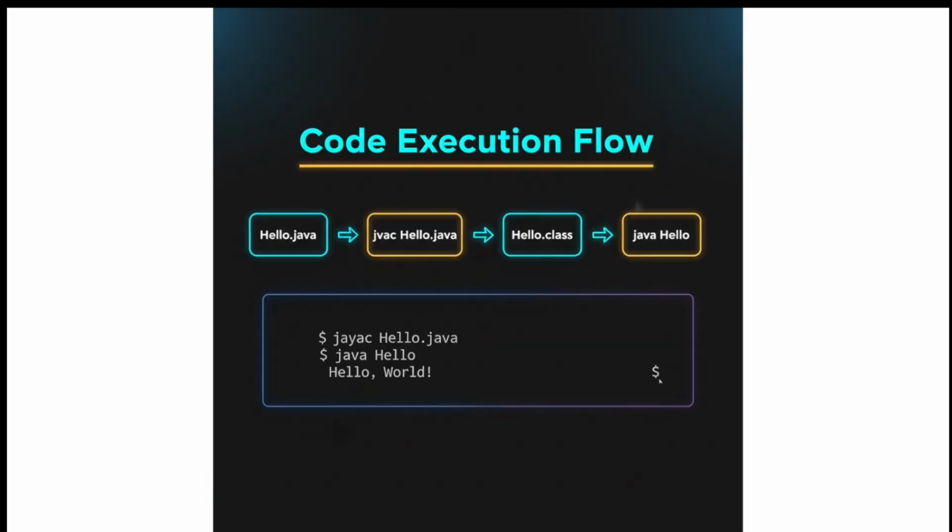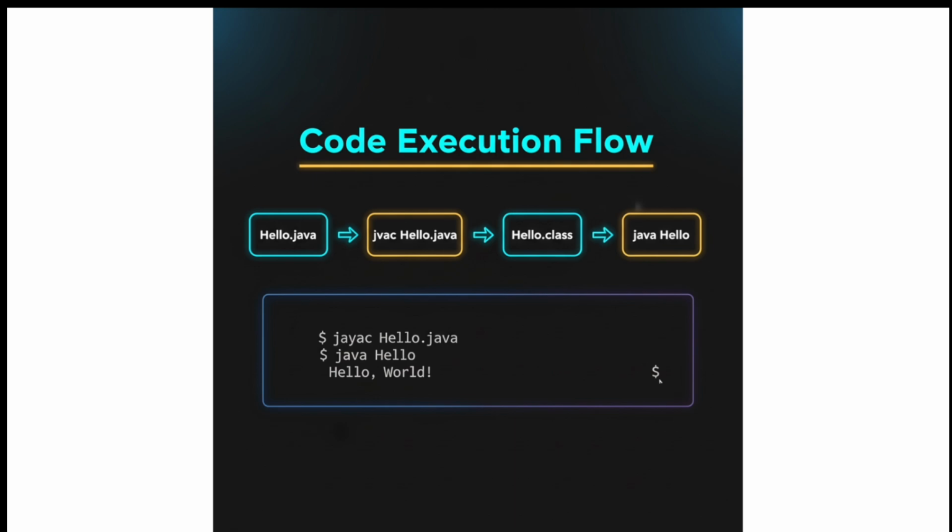Now, how does the code execution flow? Suppose we write the code which is like class Hello, public static void main, String args. Then we write the command for printing Hello World, as we discussed in the previous video. What are the steps to get it executed? First, we save the file Hello.java, then run the command javac Hello.java. This creates one bytecode file, that is Hello.class.